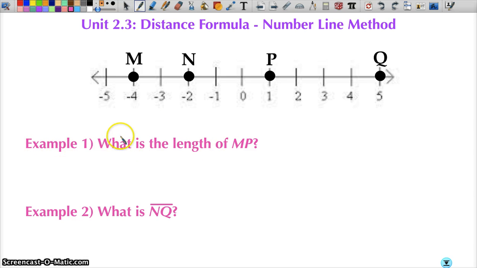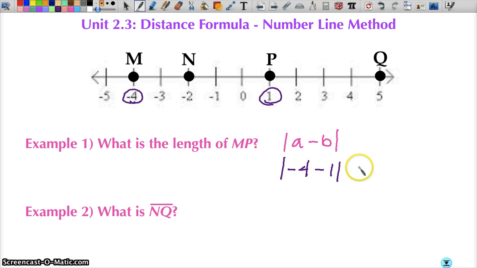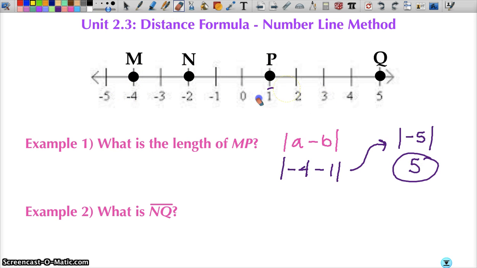The first one that we have is, what is the length of MP? Well, if we're looking at M to P, remember the formula that we're using, because it's a number line, is a minus b inside the absolute value. So what I'll do then is keep absolute value, replace a with our -4, and then minus b, which is 1. And so that gives us the absolute value of a -5, which is a +5.